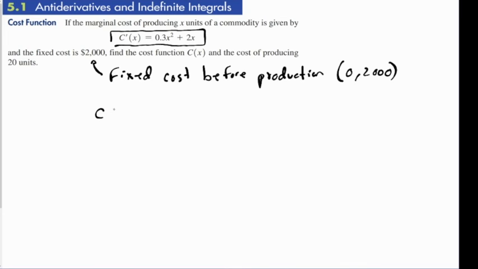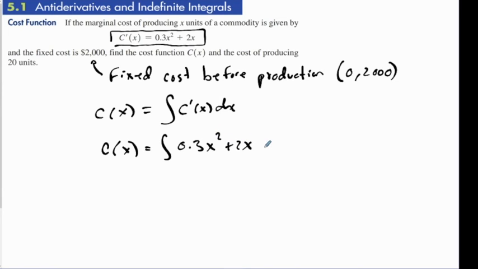To find our cost function, c of x, it's going to be the antiderivative of our marginal cost function, c prime of x. So the cost function is the antiderivative of 0.3 x squared plus 2x dx. And now we want to add 1 to the exponent. This second one is understood to be a 1, so we'll add 1 to that exponent. We divide each term by their new exponents. And we see that c of x is equal to 0.1 x to the third plus x squared plus c.